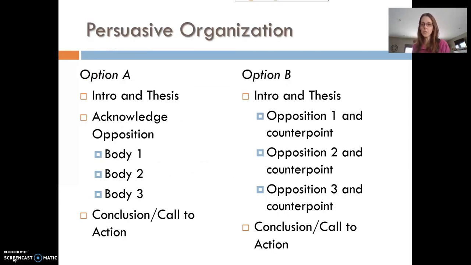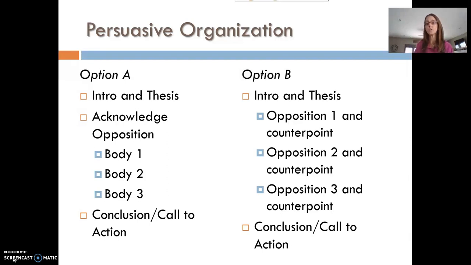So organization is really important, and this is kind of the key slide here. Really thinking about how you're going to organize your speech. So option A: intro and thesis, capture our interest, establish the problem, give us that strong preview. Then you're going to acknowledge the opposition. So you really want to think about what are the 3 top arguments, reasons the opposition believes what they do. So acknowledge them. I know many of you believe this, or there are valid concerns or valid reasons.